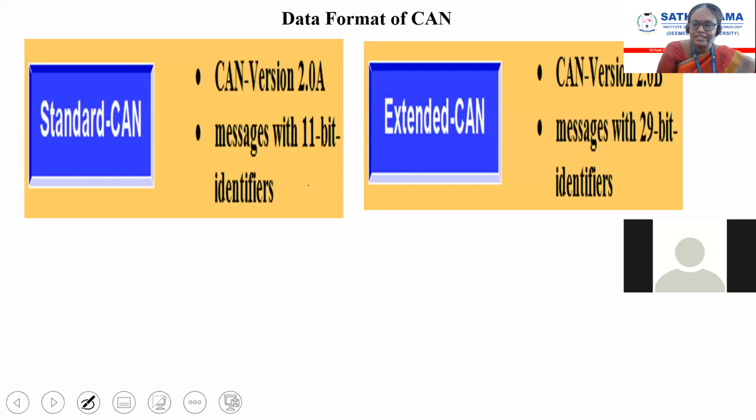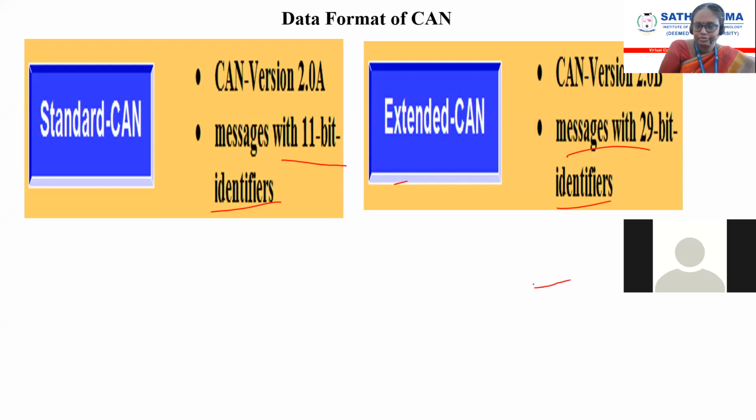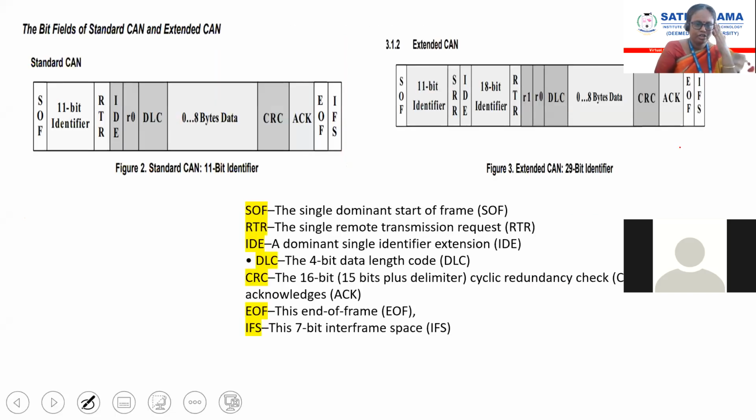Now, according to data format, I told you a CAN frame has this many fields. In this, I can specify two types: standard CAN and extended CAN. Standard CAN means I have an 11-bit identifier. Extended CAN means I am having a 29-bit identifier. Okay, 29-bit identifier.